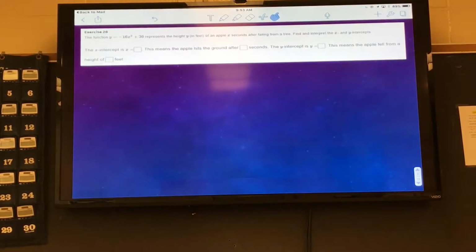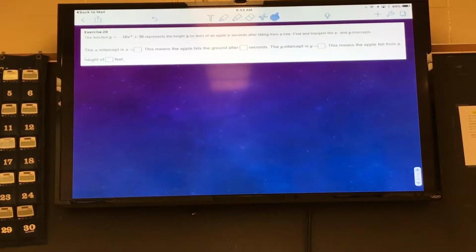First two things I'm going to do today is I'm going to talk about two of the questions that you guys had. You didn't do so well on last night's homework, number 28 and number 39. So we're going to start with number 28, and I know you probably can't see that very well, but I'm going to read it to you. The function y equals negative 16x squared plus 36 represents the height, y in feet, of an apple, x seconds after falling from the tree. Find and interpret the x and y intercepts.